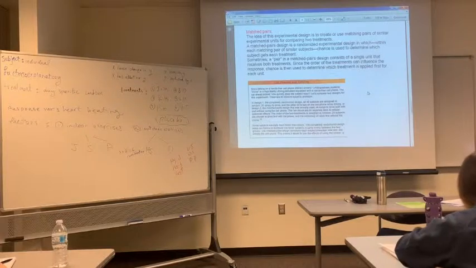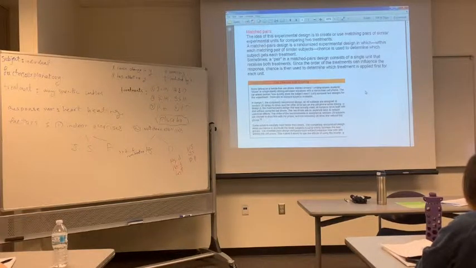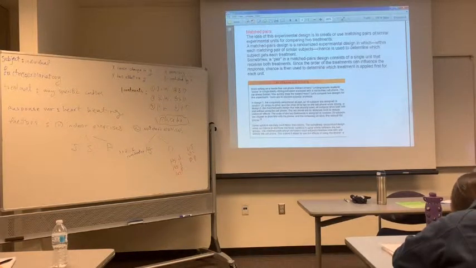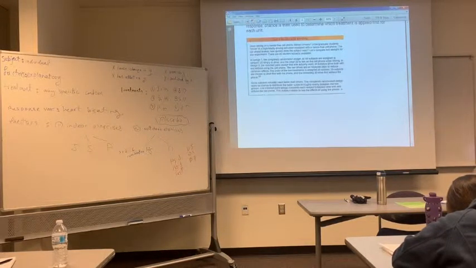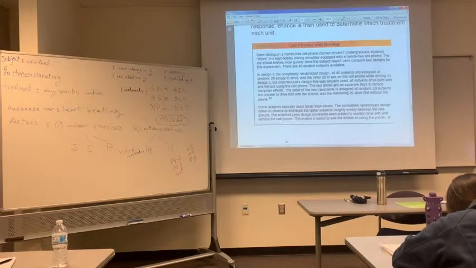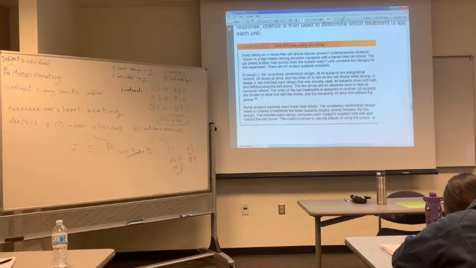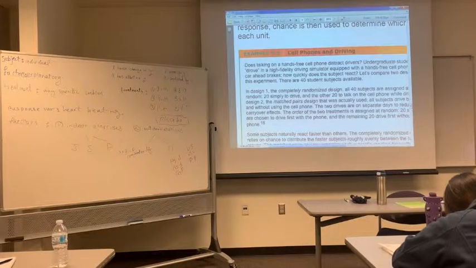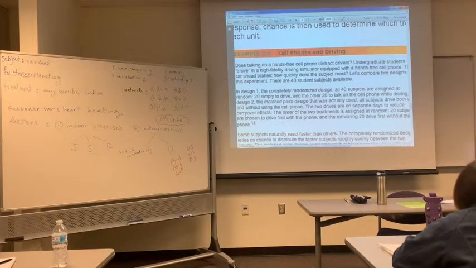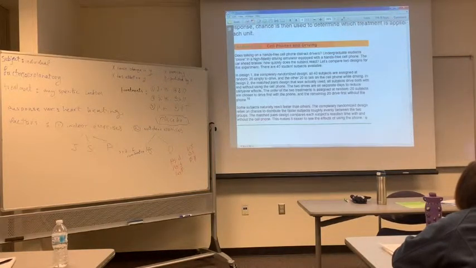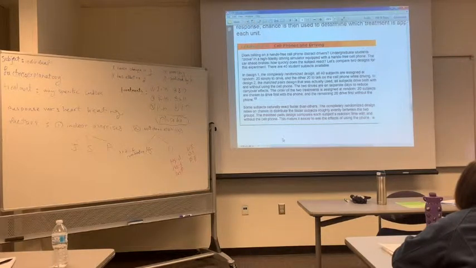That's the reason they do a double-blind experiment. Okay, so matched pairs design. It says the idea of this experimental design is to create matching pairs of similar experimental units for comparing two treatments. Maybe this is more difficult to understand as just a definition, but this example will explain everything, compare it with another design, and explain it way better.